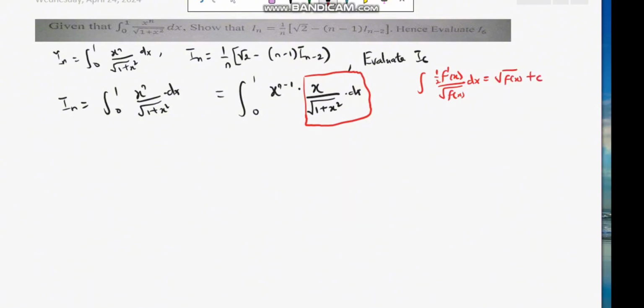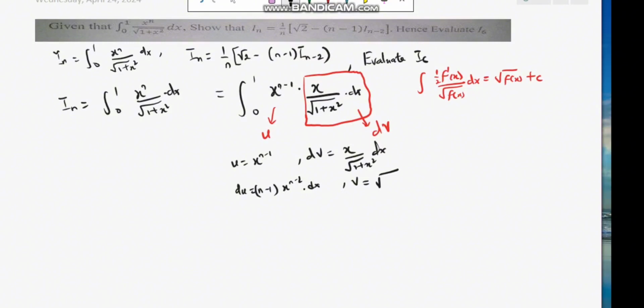Whenever you see this, it is equal to root of f of x plus c. So by this we can easily see the part that will make our v, the easily integrable part, and this will be our u, which is easily differentiable. So u equals x^(n minus 1), while dv is x over root of 1 plus x squared dx. So from here my du will be (n minus 1) x^(n minus 2) dx, while my v will be root of 1 plus x squared.